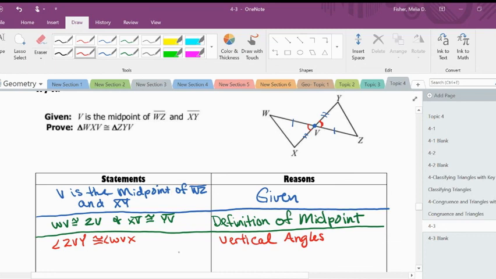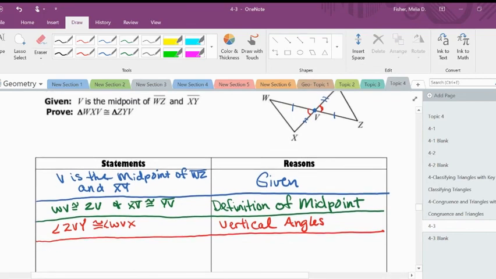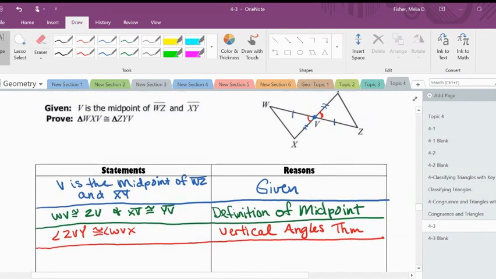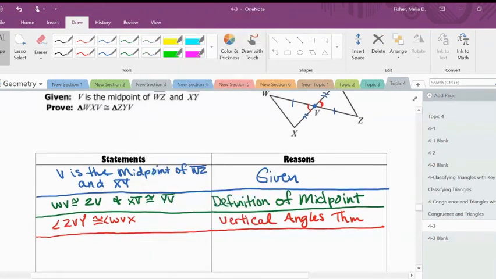Notice that we are going back and using things that we learned in previous units. That is why I've said do not get rid of your packets, keep them handy. You may need to go back and look up these theorems. So this is the vertical angles theorem. Now I have enough information because I have side, angle, side, and side, angle, side. So I can state that triangle WXV is congruent to triangle ZYV, and that is because of side, angle, side theorem.